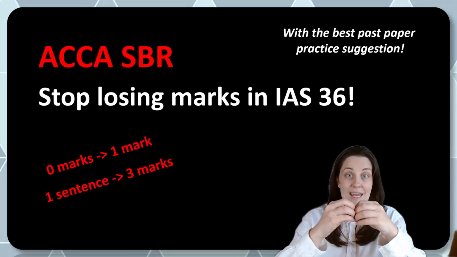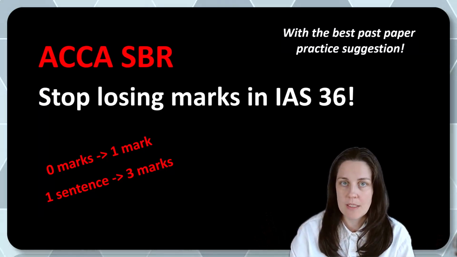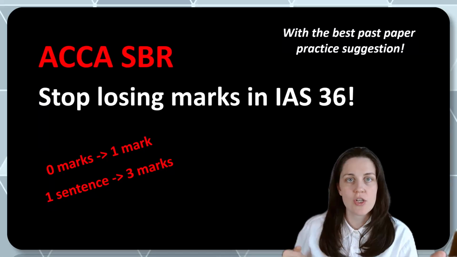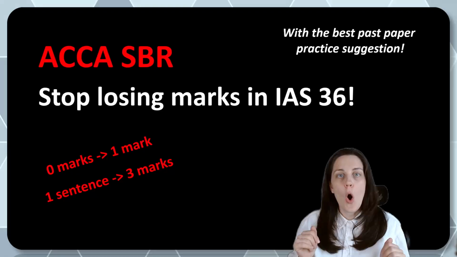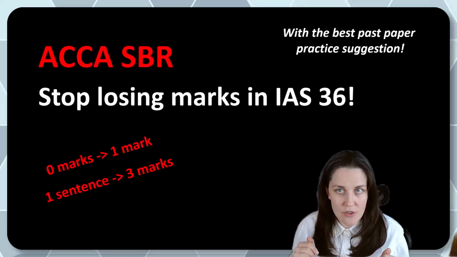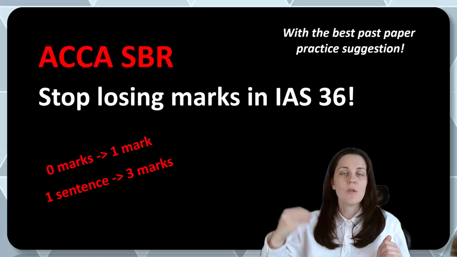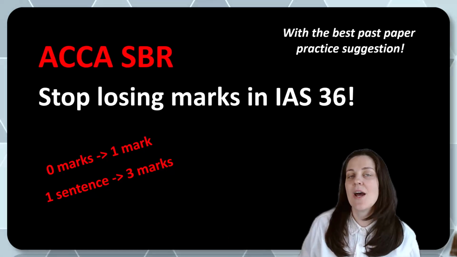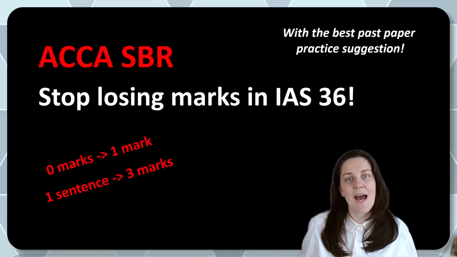With extreme weather conditions, property, plant and equipment may not be used for as many years as originally planned. So the number of annual cash flows will be reduced. That will decrease value in use and as such is an indicator of impairment. See, that is how we get a mark.